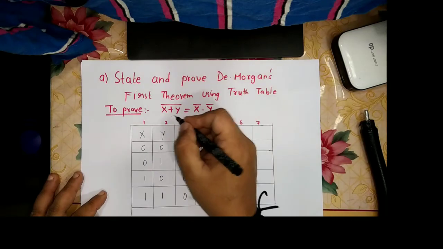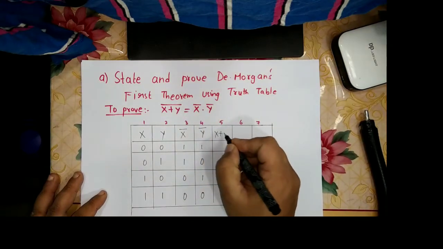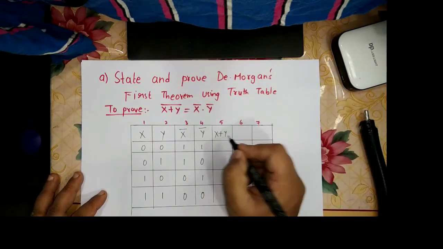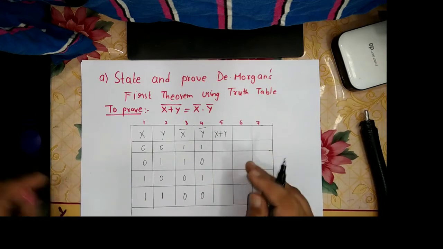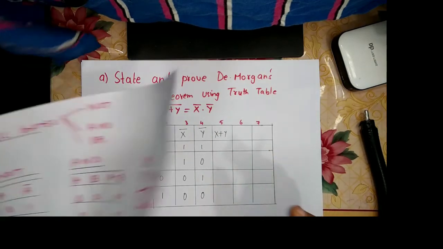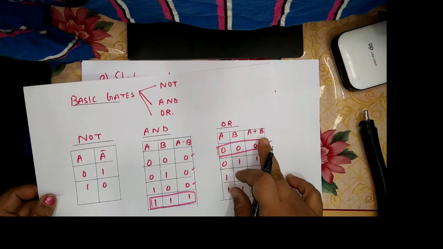After this, we have to have x plus y. Because we want x plus y the whole complement, I write x plus y. I told you here in my OR gate, if you observe, a plus b I have given here.